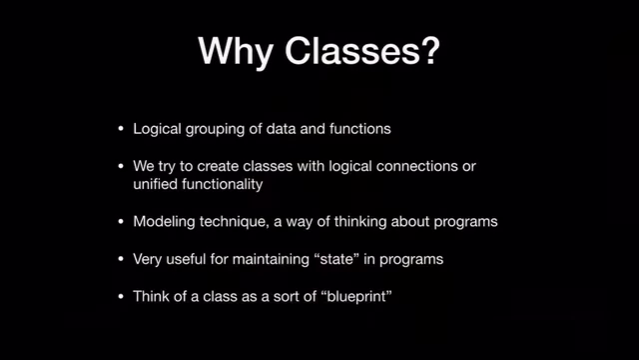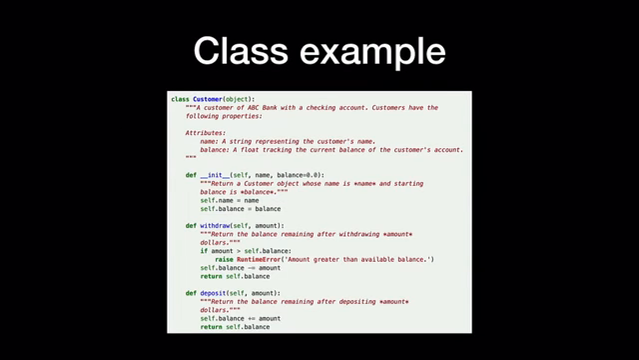Okay, so now we're going to go through how you actually use classes in object-oriented programming in Python. First of all, why do we even want to use classes? It gives us a way to group data logically through the use of functions, which are called methods, inside of classes, and also attributes, which we'll talk about in a little bit. Typically, when we're creating classes, we want some sort of logical connection or unified functionality. The reason we're creating a class is to make our lives easier. Essentially it's a modeling technique. It's very useful to maintain state in a program, and also to define a blueprint for what we're trying to do. So let's look at a quick, simple example.